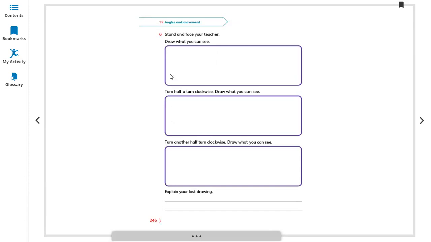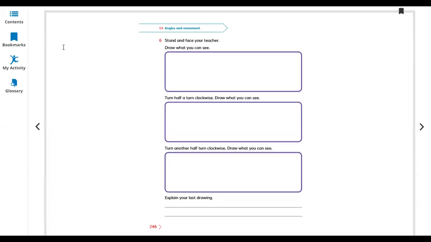Question number 6. Draw what you can see. Turn half a turn clockwise. Draw what you can see. Turn another half turn clockwise. Draw what you can see. This is simple. When you're starting, for example, I'm taking a circle or a square, anything, and the teacher faces here, or you're standing at this position. Okay, turn half clockwise.